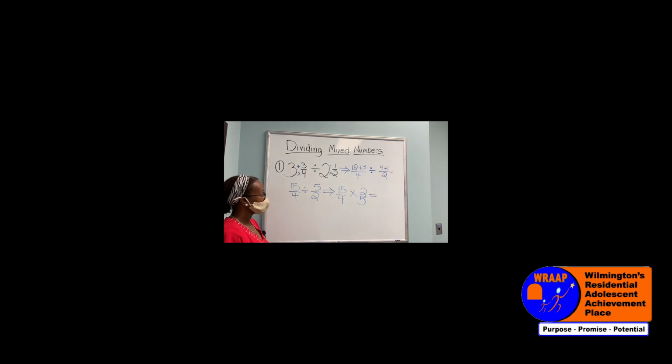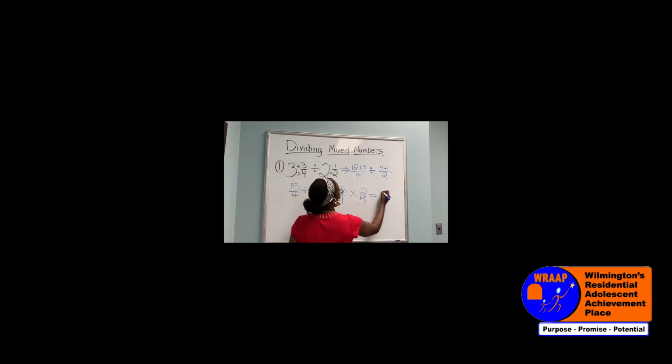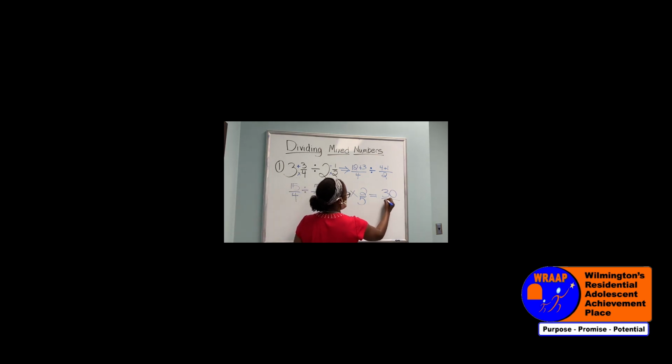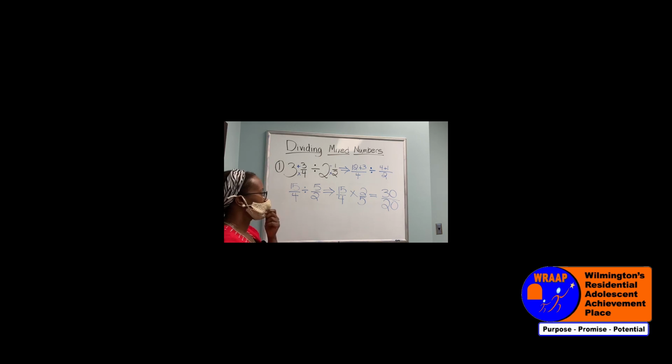Now, there's 2 ways that we can do this. We can just go ahead and solve it the long way. And then, once we do that, I can show you the other way to do it. So I'm going to start with the long way. So let's just do 15 times 2, which is going to be 30. And then 4 times 5 will be 20. All right? And we simplify it. Can we make the numbers smaller?